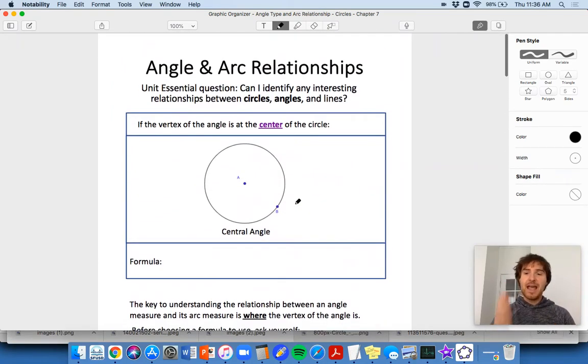So anyways, just to remind you what our goal was going into chapter 7, circles, we're looking at this different world in geometry. You should know a little bit about it, even though this year is really weird with distance learning. The essential question was, well, can I identify any interesting relationships between circles, angles, and lines? So we looked at lines earlier. We looked at tangent lines. We looked at chords, right? Looked at chords relating to their arcs and whatnot.